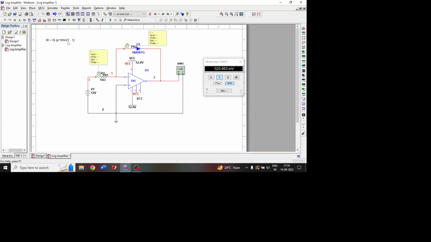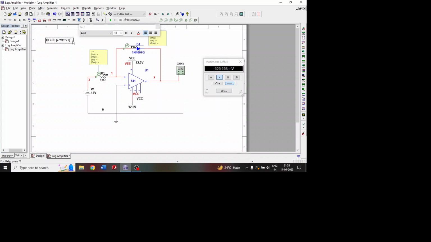This is V suffix t. I am writing n instead of eta because I cannot take symbols here. So the reverse saturation current multiplied by this is the diode current equation. In this equation, VF is the forward voltage of the diode, which is usually positive. So e to the power of some positive voltage is always far greater than 1, so this 1 is negligible and I am removing it from the equation.